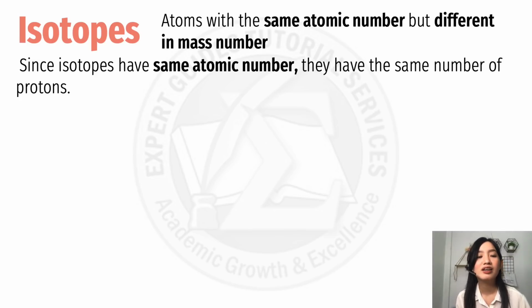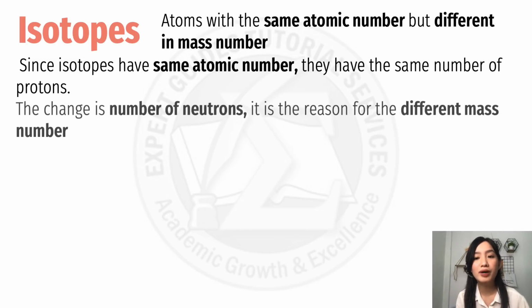Get it? Since isotopes have the same atomic number, of course, they have the same number of protons. But the only difference is their number of neutrons. Because again, they have different atomic mass, and atomic mass is equal to the number of protons plus neutrons, and protons cannot be changed in the same element. So the neutrons are the only ones that change. That is the reason for the different mass number.